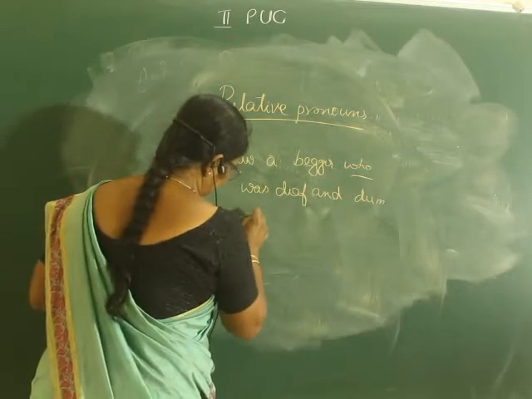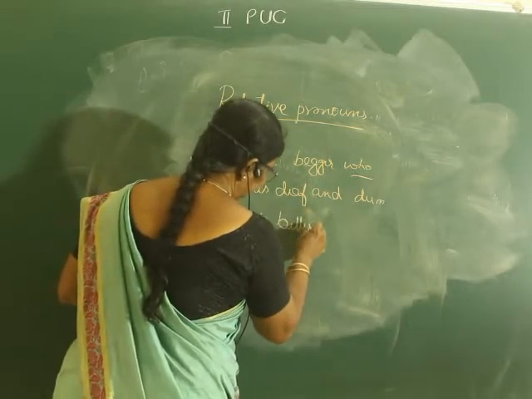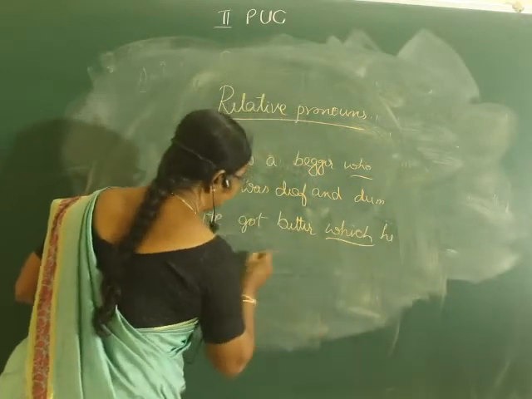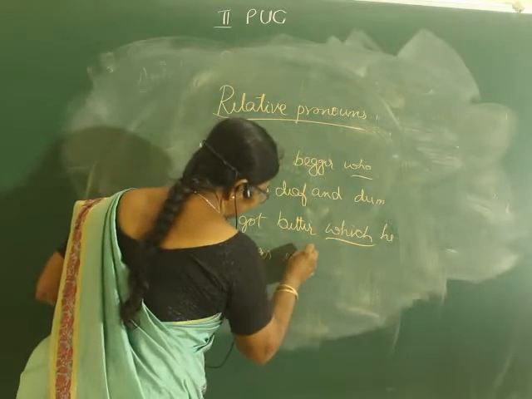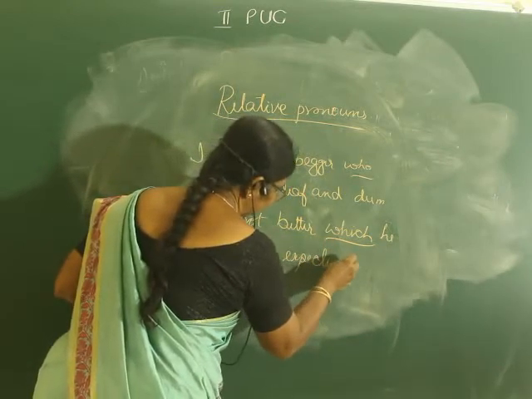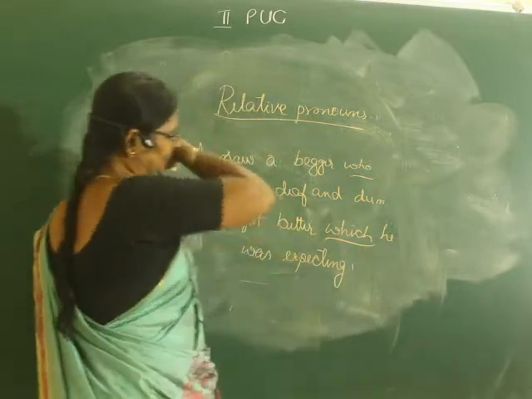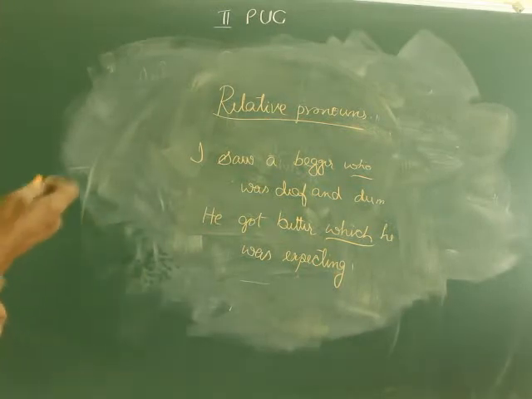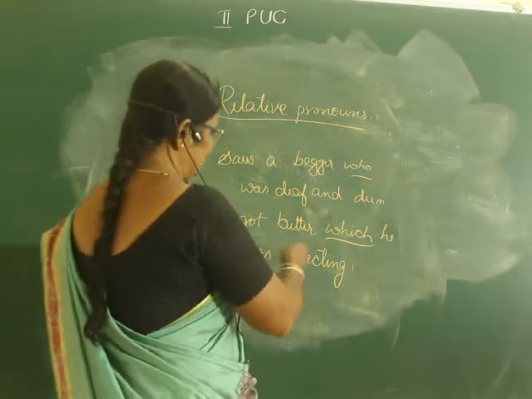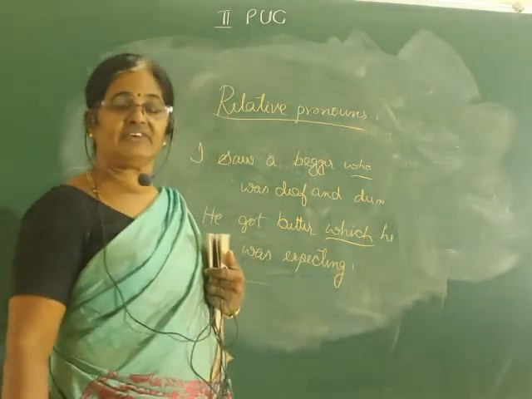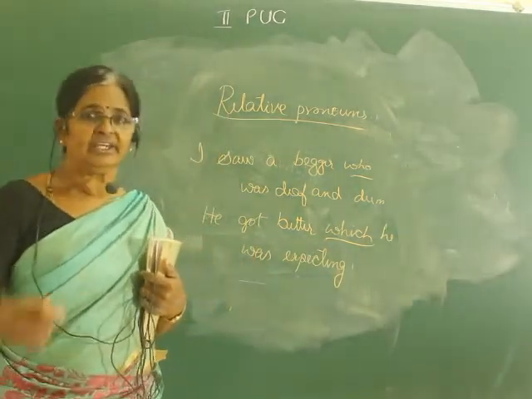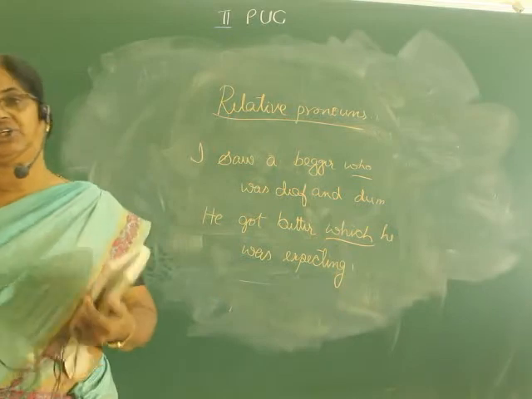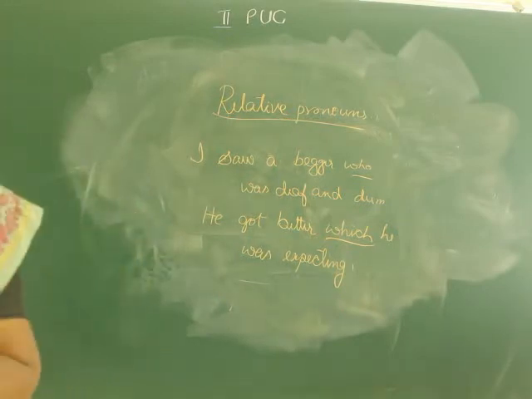He got better, which he was expecting. Here, which is not a question word, it's a relative pronoun. He got better, he was expecting it. He was expecting it. Which one? Getting better. This which is used to relate those two sentences and make them one.